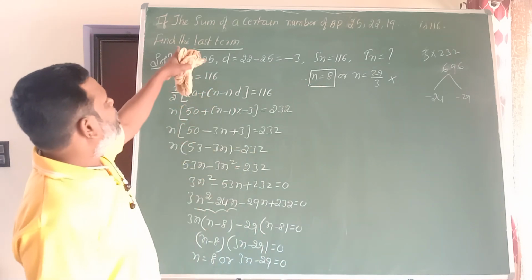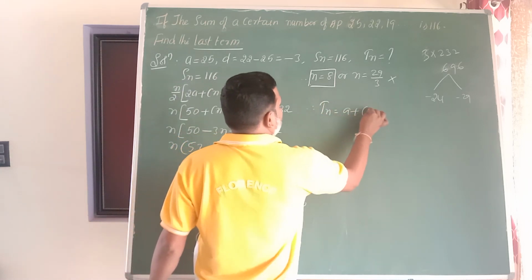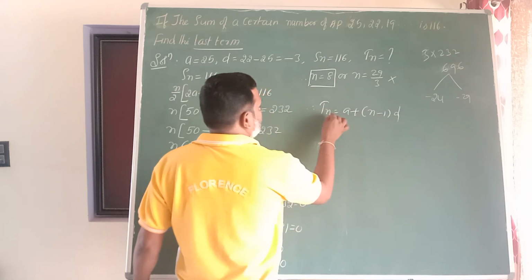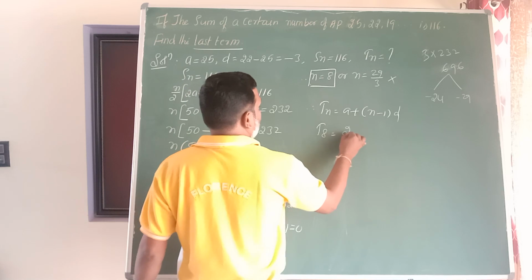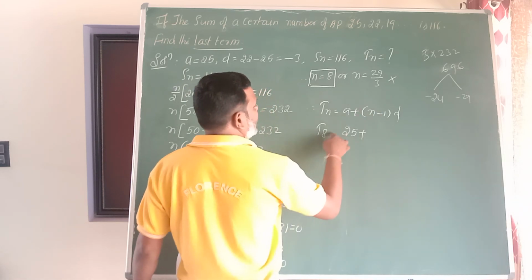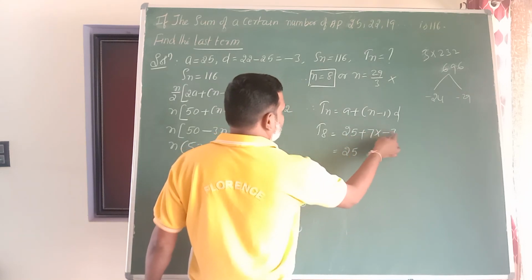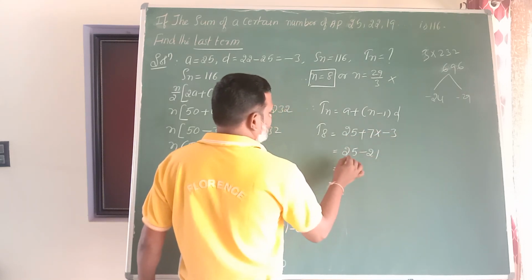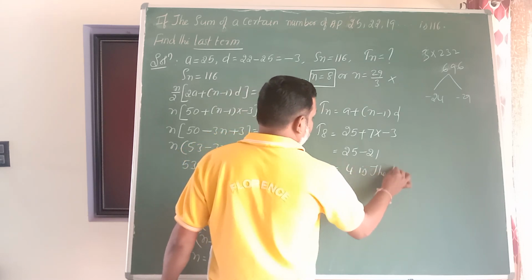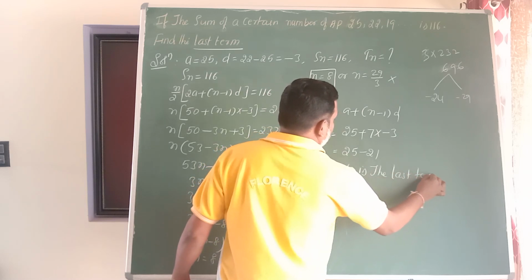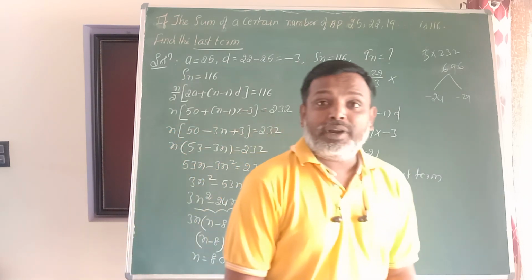So now we wish to find out the last term. What is the last term formula? Tn is equal to a plus n minus 1 into d. So n is 8. T8 is equal to a, which is 25, plus n minus 1, nothing but 8 minus 1, 7, into d which is minus 3. That is equal to 25, 7 into minus 3, minus 21. That is equal to 25 minus 21, 4. T8, that is equal to 4, is the last term.